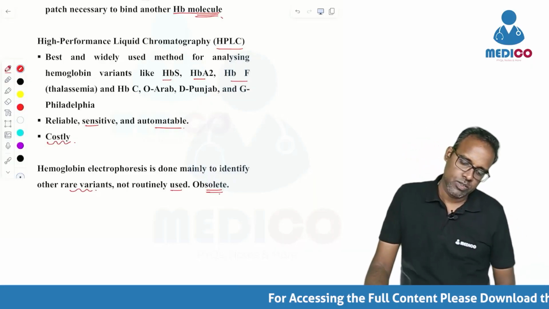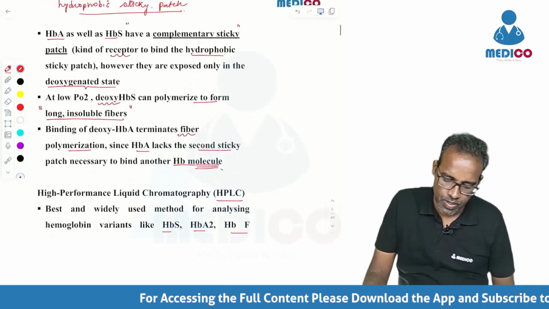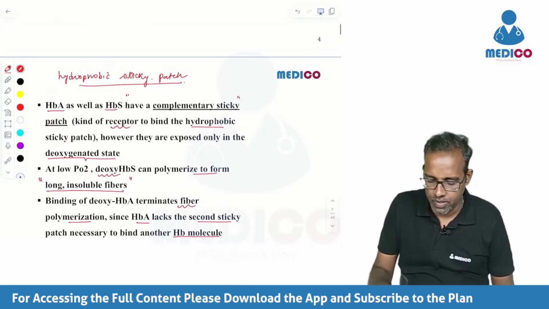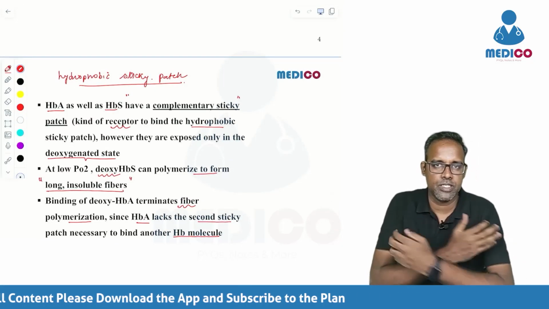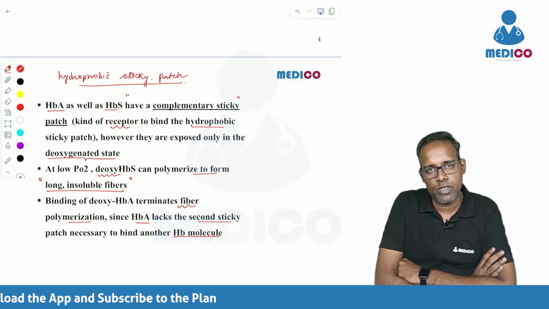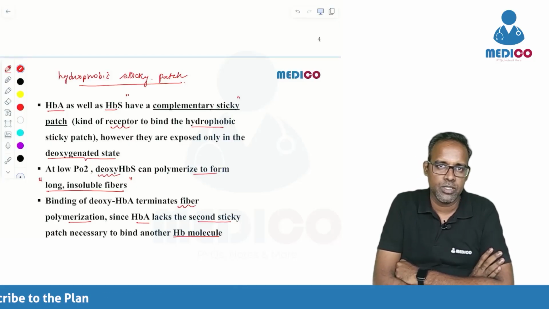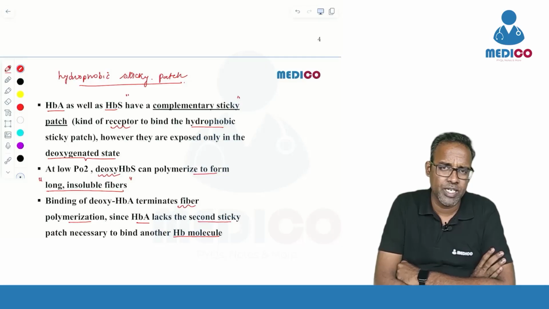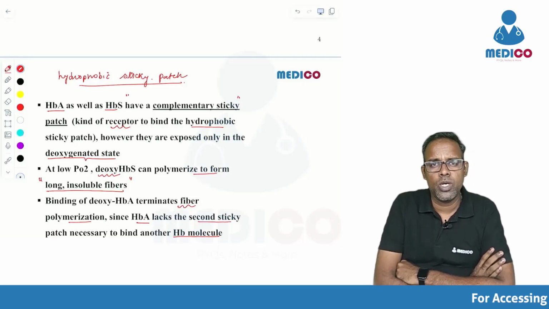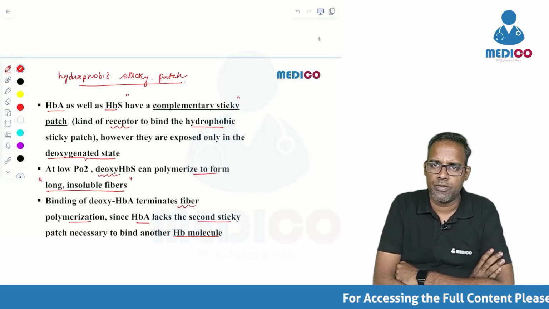Okay, fine. So that's about this image. It's a peripheral smear showing characteristic features of sickle cell anemia. Sickle cell anemia is caused due to a point mutation in the 6th position of the beta globin gene, where a polar glutamic acid is replaced by a non-polar variant.